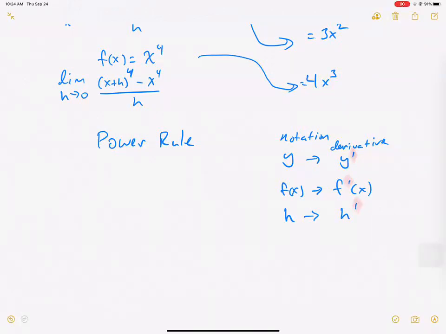So from now on, you can use the power rule for your test, not on our last test, but from now on for all future tests. Good question, Finn.